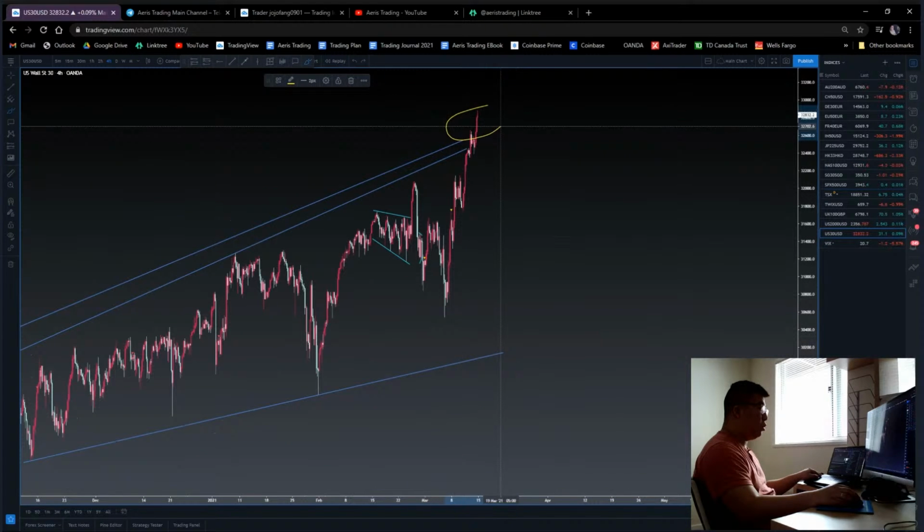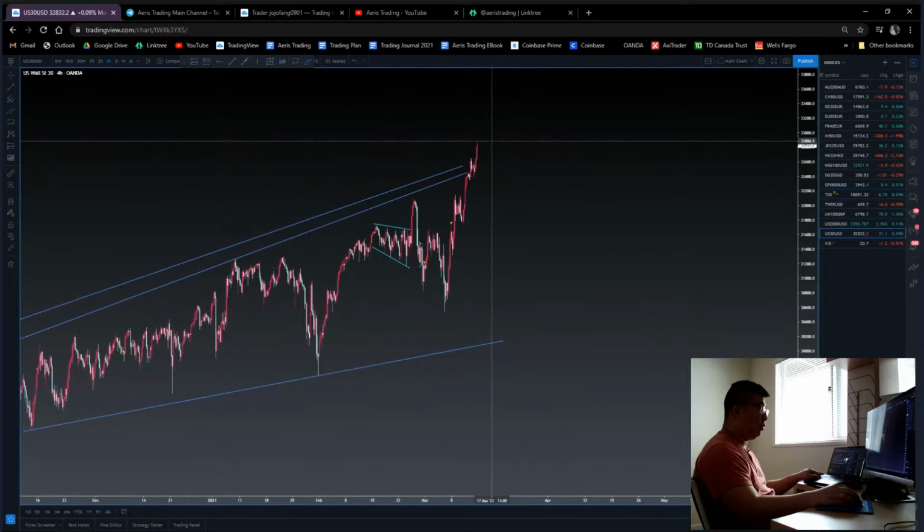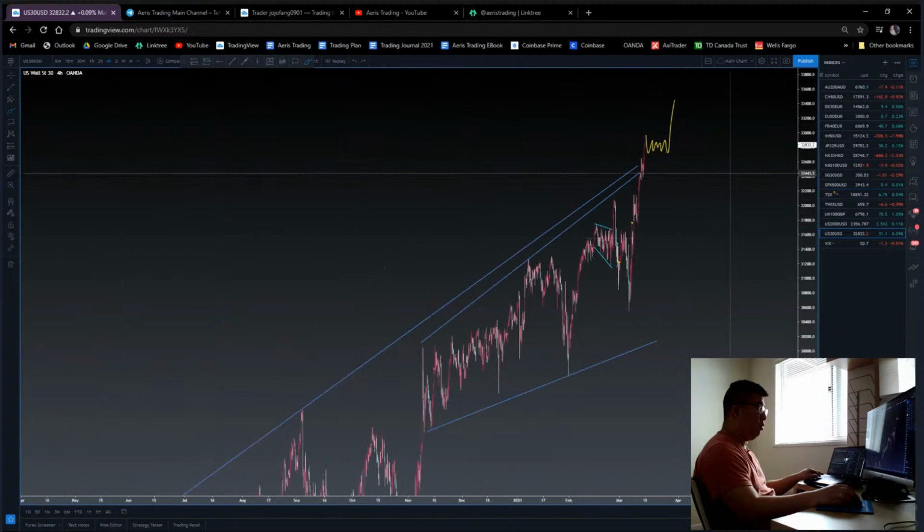But I wouldn't just jump in here. You want to wait for that continuation correction. If that's going to form, then good. Look for this buy opportunity, similar to this, whatever correction you're going to see.